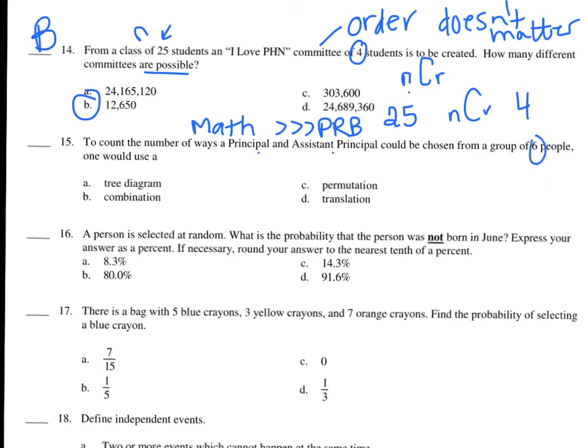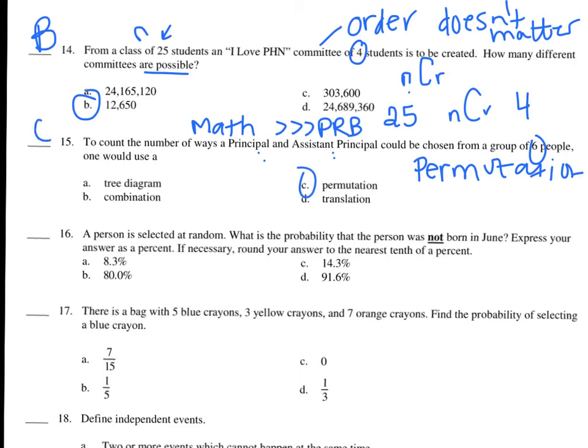And number 15, we want to count the number of ways we can select a principal and assistant principal from a group of 6. So we think to ourselves, is this a permutation or combination? Because we're trying to figure out all the different possibilities for these people to be chosen. And in this case, it does matter who is principal and assistant principal. So for that reason, this is a permutation because it matters who does what. So letter C.